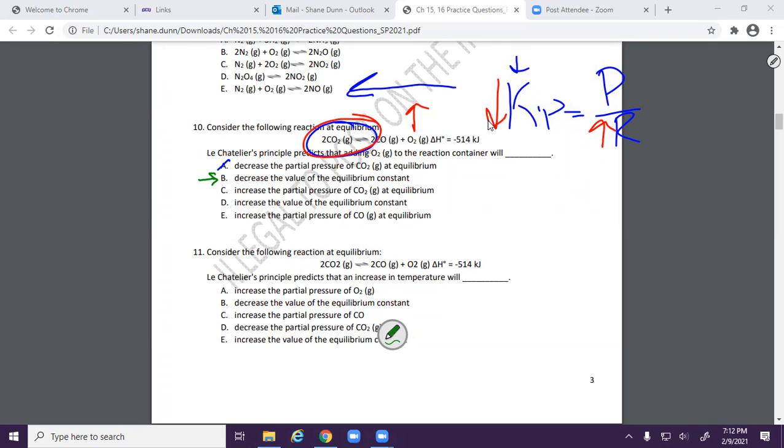An increase of partial pressure at equilibrium. Interesting, right? Increased partial pressure of CO2. I like that one. That one also is interesting. An increased value of the equilibrium constant. Nah.